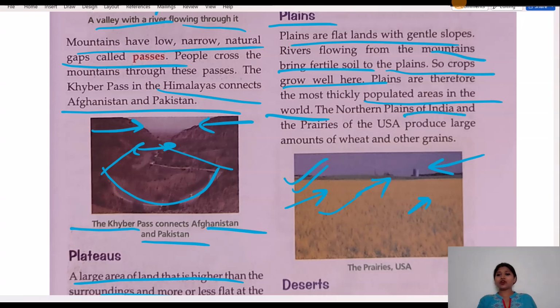नर्दर्न प्लेन्स ऑफ द इंडिया, फिर यहाँ पे यूएस में है, यूएसए में हम प्रोड्यूस अ लार्ज अमाउंट ऑफ द व्हीट एंड अदर ग्रेन्स. तो इंडिया में भी डिफरेंट टाइप्स ऑफ द क्रॉप्स वी आर ग्रोइंग, है ना? एंड यूएस ऑल्सो इन अ गुड अमाउंट ऑफ द wheat and the other grains they are usually growing.